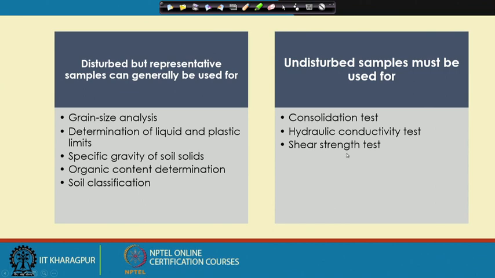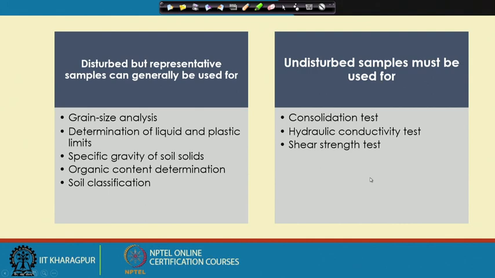For the shear strength test, as I have discussed, we can do it by the triaxial test, by the unconfined compression test or by the direct shear test. So, for the shear strength calculation the use of an undisturbed soil sample is a must, in addition to the consolidation test and the hydraulic conductivity test, because the consolidation test will give the value of Cc, the compression index. That Cc we will use for our settlement calculation. That is why, for these tests, we have to use the undisturbed soil sample.